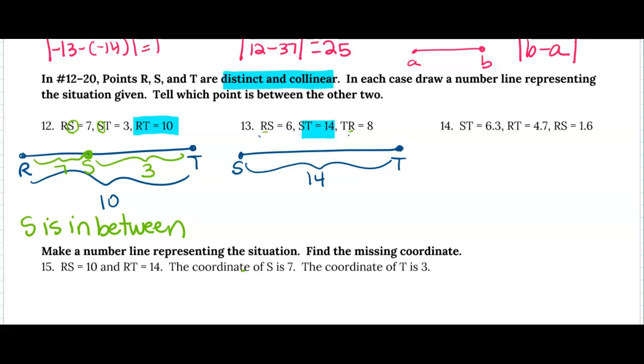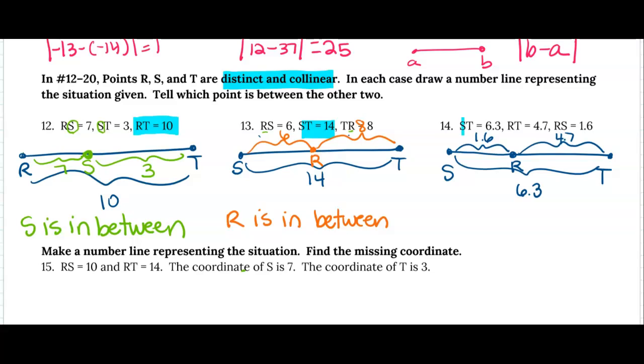Now we can put R somewhere in the middle, and we know that RS is 6 and TR is 8. So R is in between. You guys try and do number 14 and then check back to check your answer. Since ST was the longest segment, you should have seen that S and T would be your endpoints with R in the middle. So then you can see how that one goes together. This leaves you with R in between.